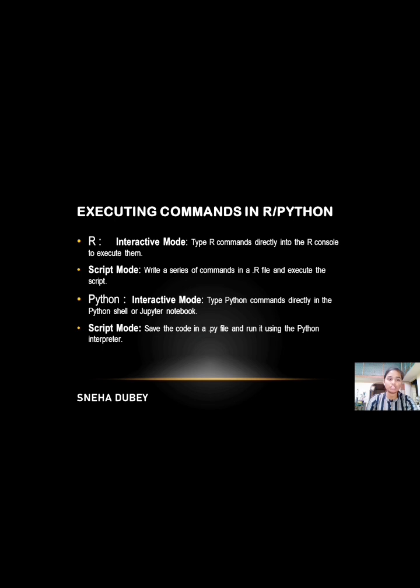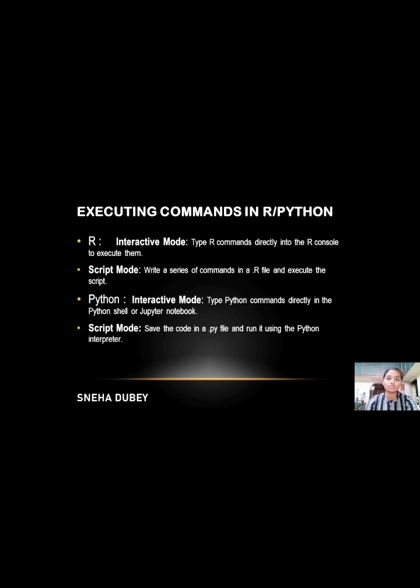What is executing commands? In R there are two modes, interactive mode and script mode. And also in Python we have interactive mode and script mode. In interactive mode, you type R commands directly into the R console to execute them, and in script mode you write a series of commands in an R file and execute the script. In interactive mode in Python, you type Python commands directly in the Python shell or Jupyter notebook.